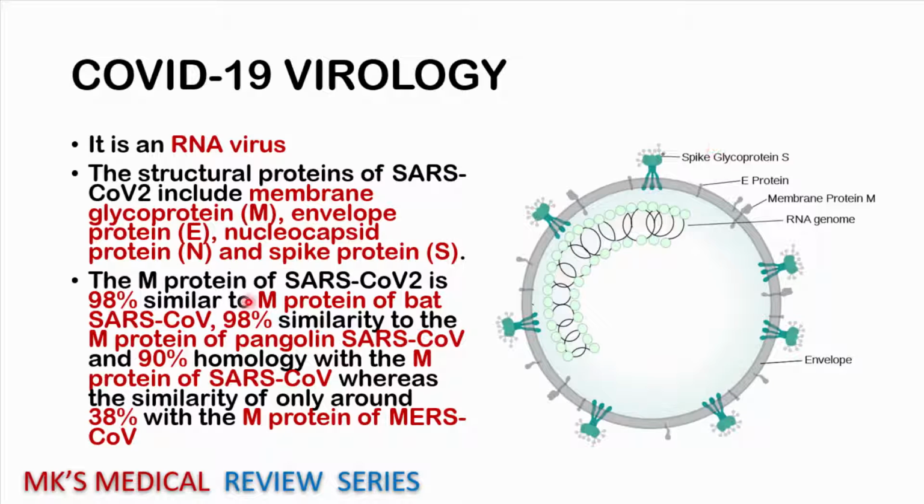So remember that the M protein that is present in SARS-CoV-2 is actually 98% similar to the M protein present in a variant that was found in bats, and actually 98% similar to a variant that was found in pangolins, which are these creatures where it is believed that these viruses originated from. There's also 90% homology with the M proteins of SARS-CoV-1, whereas there is similarity of only about 38% with the M proteins of MERS-CoV compared to SARS-CoV-2.